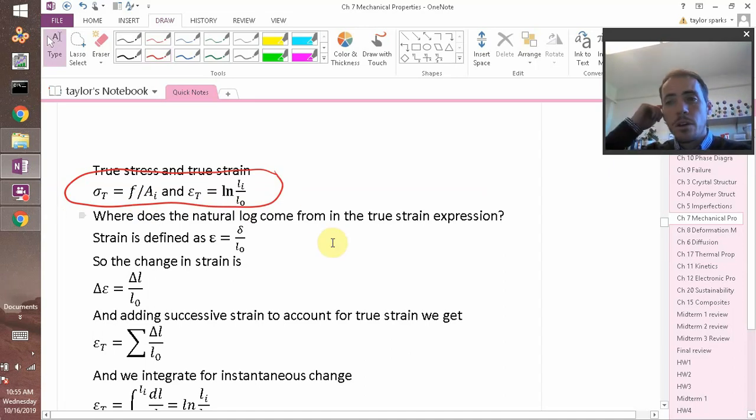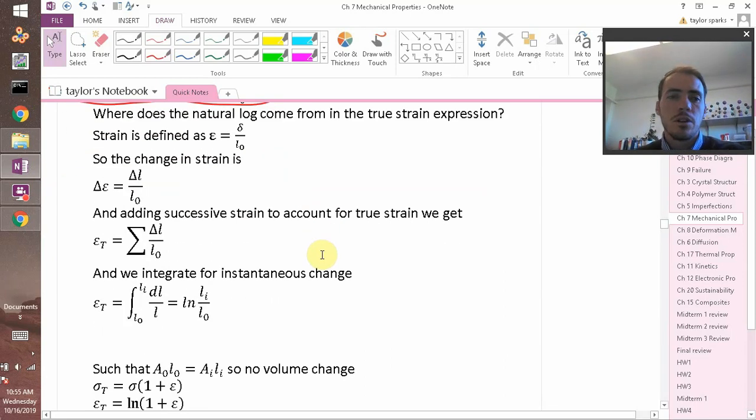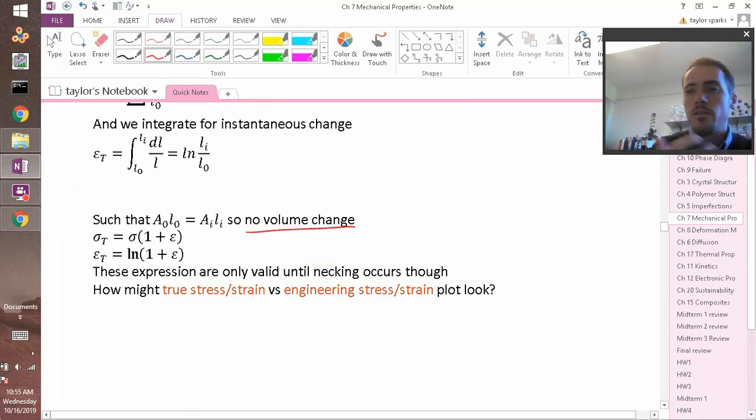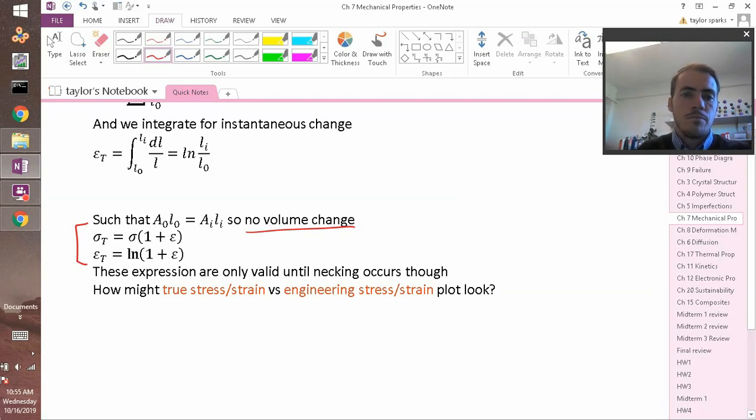But it's harder to measure because you have to have instantaneous measurements of both the length, which is easy, and the cross-sectional area, which is hard. That can be hard to measure. Okay? And then if you have a material where there's no volume change, if that's a fair assumption in your material, it's not like there's a bunch of pores that are collapsing or changing shape or something like that, then we have a nice way to go from true stress and true strain to engineering stress and engineering strain with those equations right there. Okay?